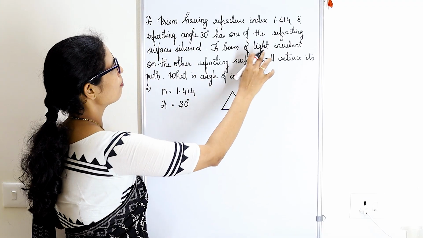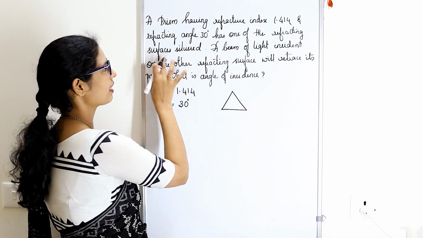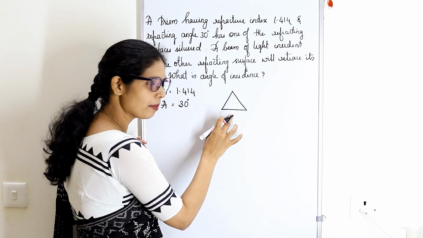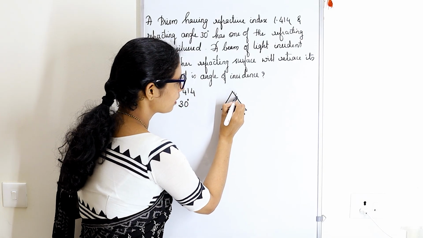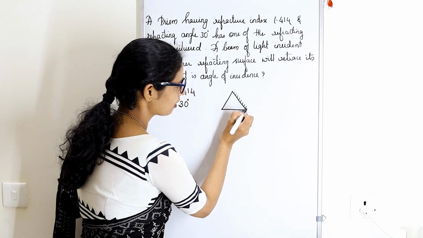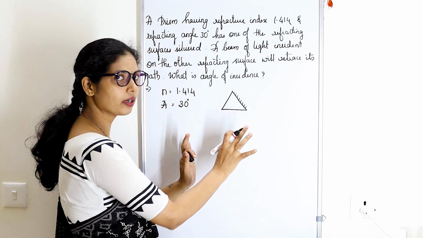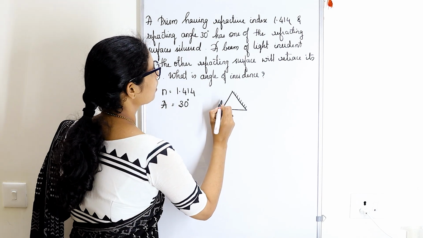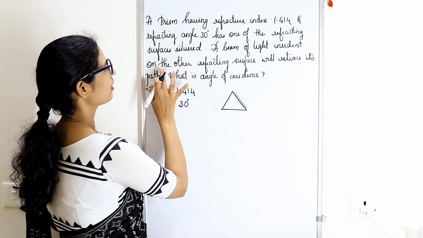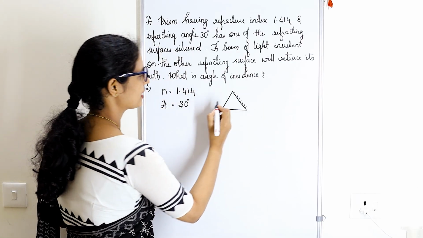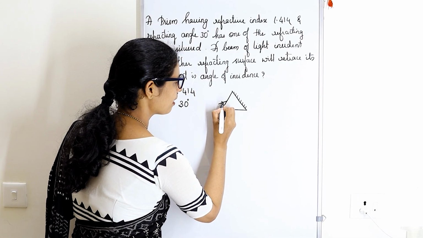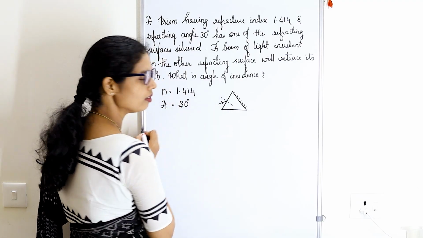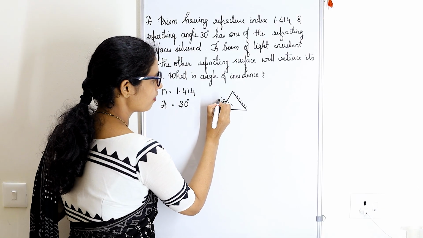So one of the refracting surfaces is silvered. All are refracting surfaces here, and one of them is silvered. Let's say this is silvered. That means since it is silvered, it cannot refract, it will reflect back. Now, a beam of light incident on the other refracting surface. Let's say there is a beam of light which is incident on the other refracting surface, and let's say this is the normal. Okay, and here is the angle of incidence.